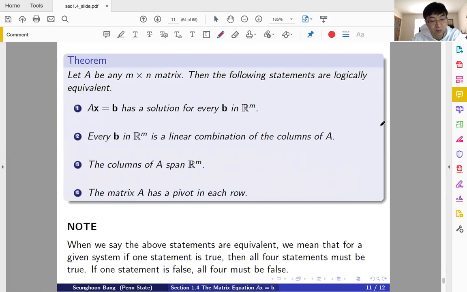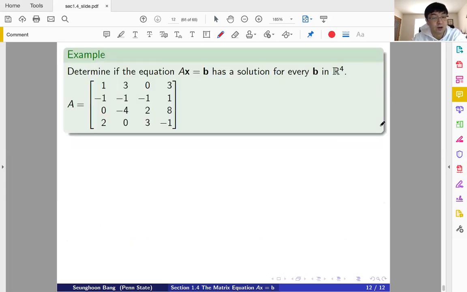So note, when we say the above statements are equivalent, we mean that for a given system, if one statement is true, then all 4 statements must be true. If one statement is false, all 4 must be false. This is a very important thing. So we can use these kinds of things a lot. I will give one more example here.